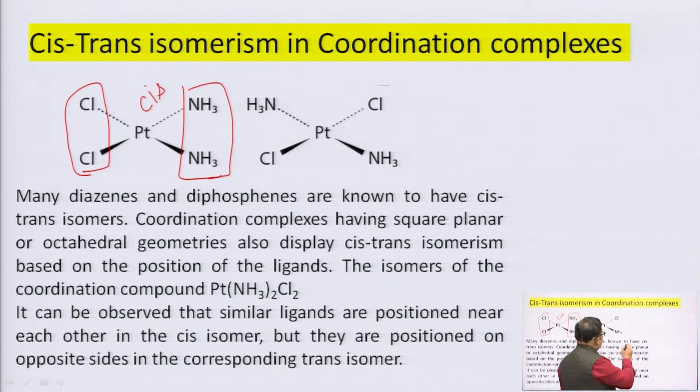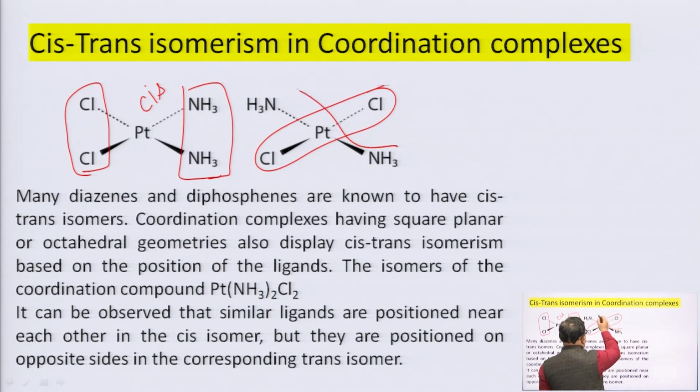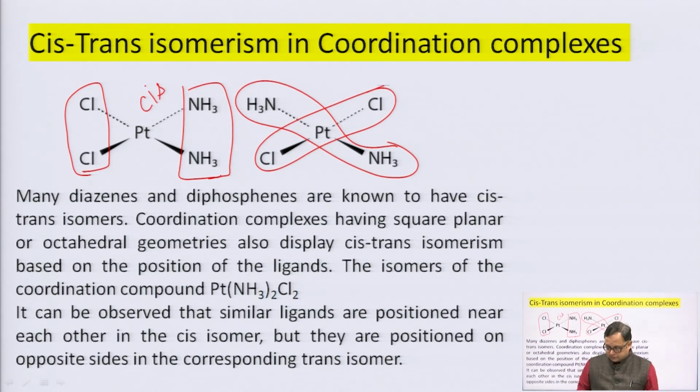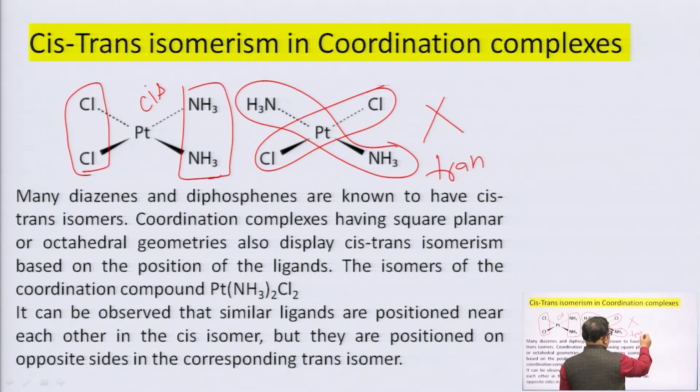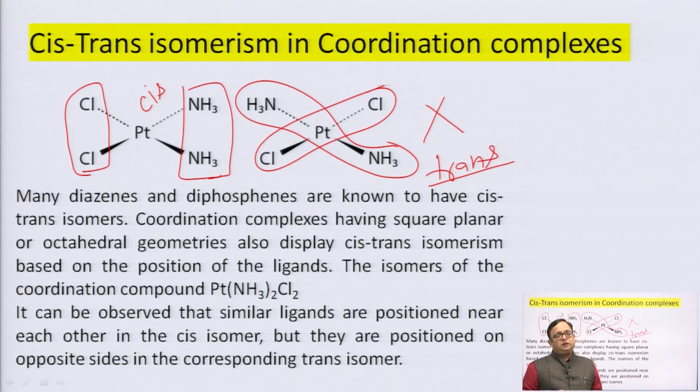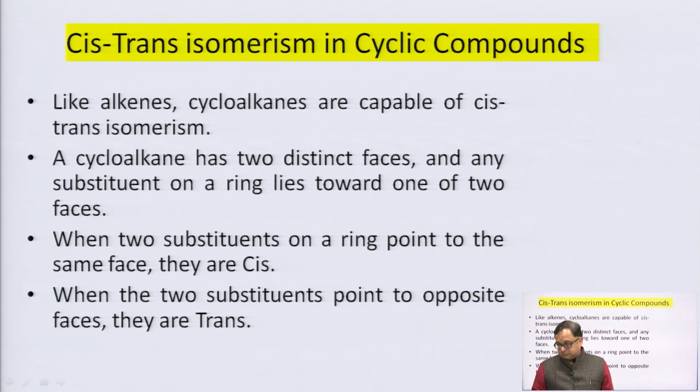But if we see here, these two chlorine substituents are present opposite to each other, and the amino groups are again present opposite to each other. That means it is representing a structure like X. So, that is why we call it the trans isomer. The condition required for cis and trans isomerism in a coordination complex is nearness to each other. They must be present near to each other if we are considering cis, and they must be present opposite to each other if we are considering trans.